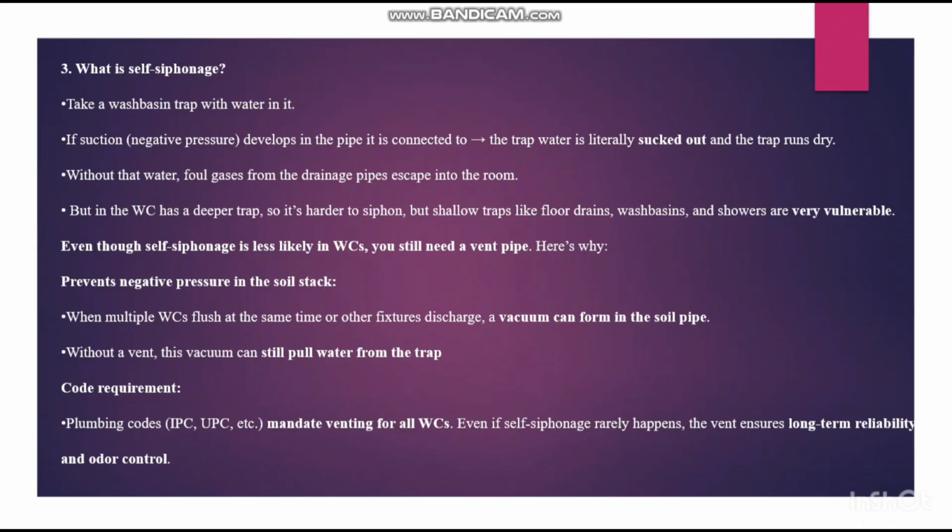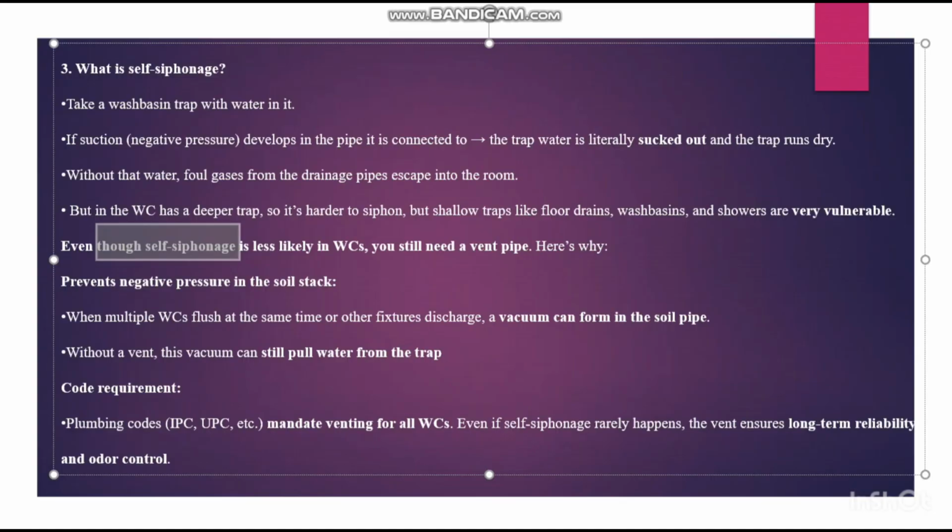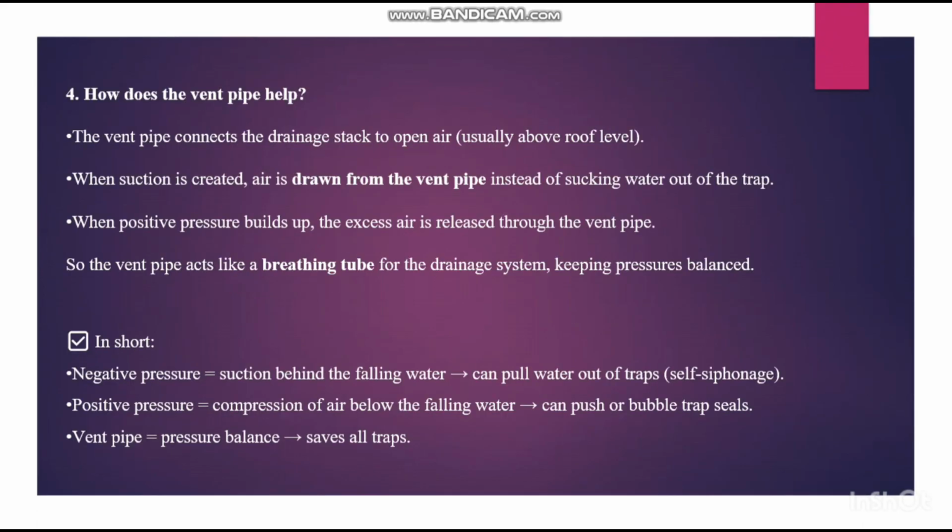Even though self siphonage is less likely in a water closet, because in the water closet normally you know that the seal is very high compared with other seals. If you see the wash basin or shower, you have a very small amount of seal in the floor trap. But in the water closet the seal amount is very high. Still, if the flushing is happening for multiple water closets at the same time, again there is a chance that this issue will happen. I mean the negative and the positive pressure will happen. To avoid this, we go with the vent pipe.